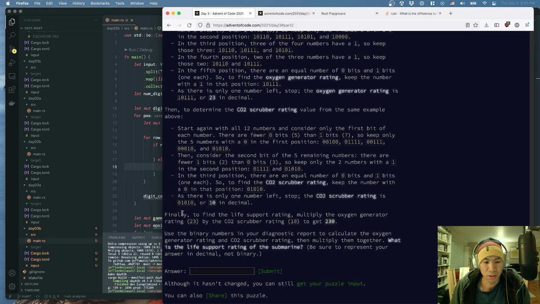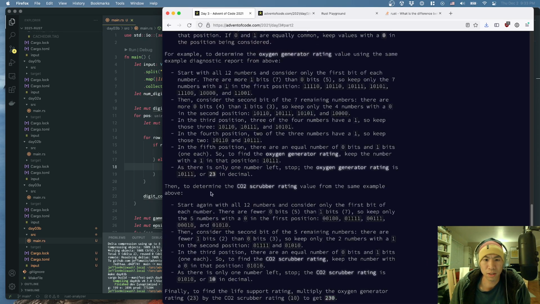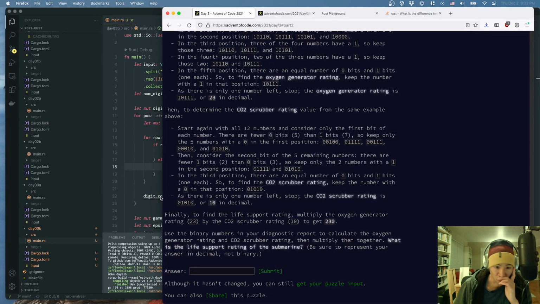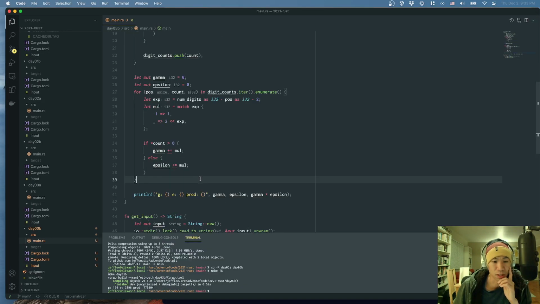There's a big example here. Finally, to find the life support rating, multiply the oxygen generator rating by the CO2 scrubber rating to get the value. Okay, this makes sense. It's starting to feel like maybe I need to write some functions to make this a little bit easier to understand.